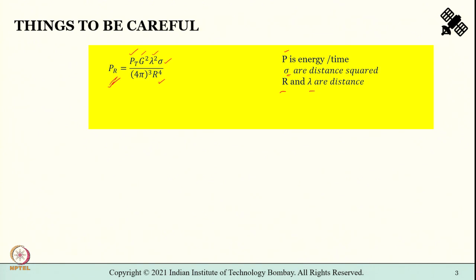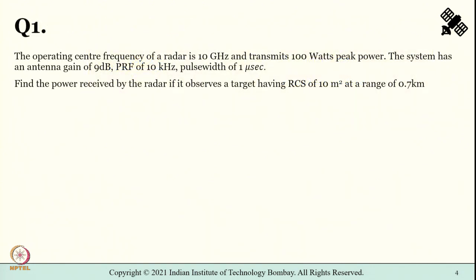Now let us slowly start to solve the first problem. Given on the screen in front of you is the question. It states that the operating center frequency of a radar is 10 gigahertz and it is transmitting 100 watts peak power. The system has an antenna gain of 9 decibels, a pulse repetition frequency, that is PRF, of 10 kilohertz, and a pulse width of 1 microsecond. The question is, find the power that is received by the radar if it observes a target having RCS, radar cross section, of 10 meter square at a range of 0.7 kilometers.